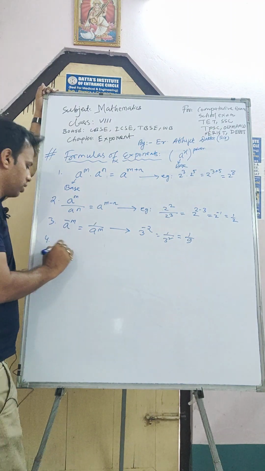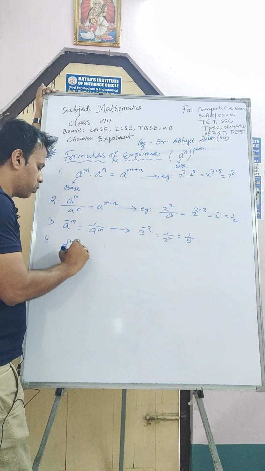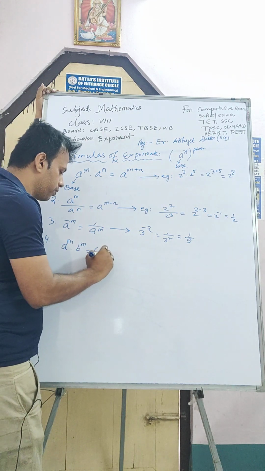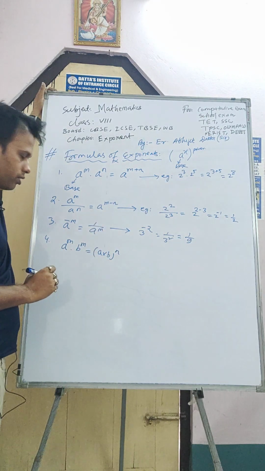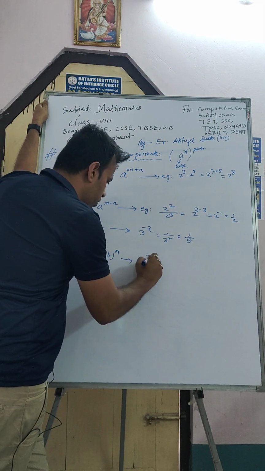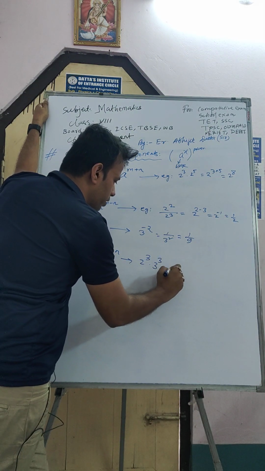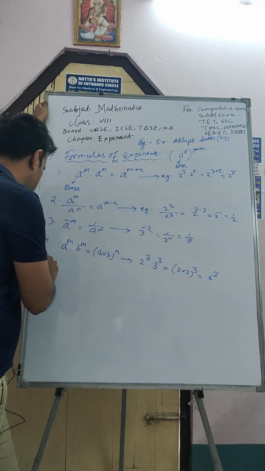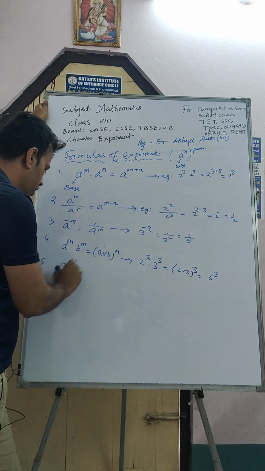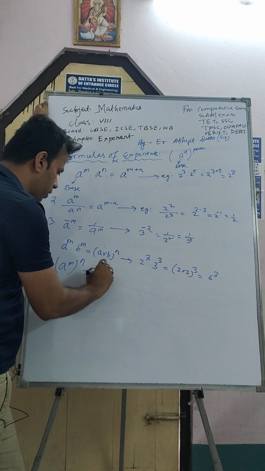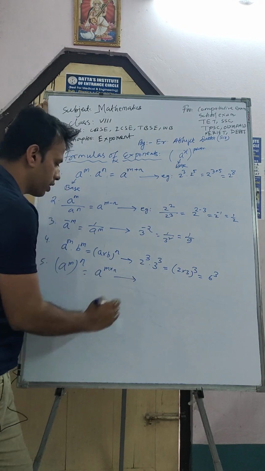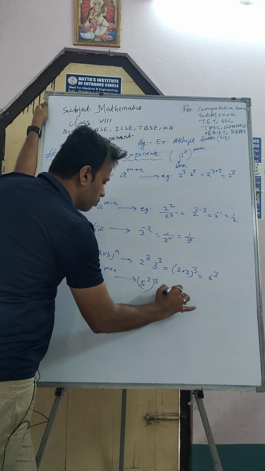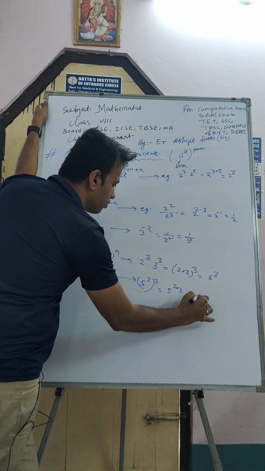Now the fourth one: if a to the power m and b to the power m, if the power is equal, then the bases will be multiplied. If I take one example, 2 to the power 3 and 3 to the power 3, it will become 2 into 3 whole to the power 3, that is 6 to the power 3. Now the fifth: a to the power m whole to the power n becomes a to the power m into n, the powers will be multiplied. For example, 5 to the power 2 whole to the power 3 is equal to 5 to the power 2 into 3, that is 5 to the power 6.